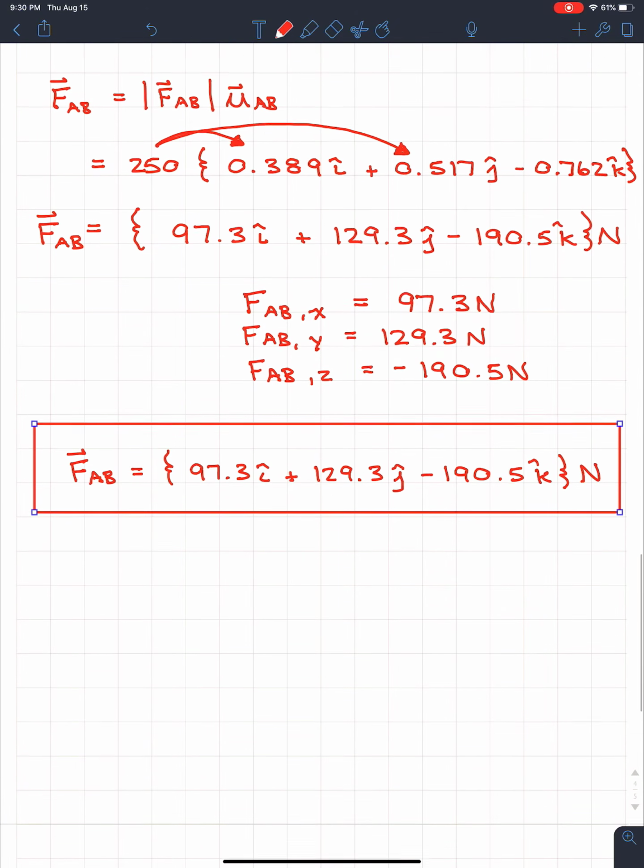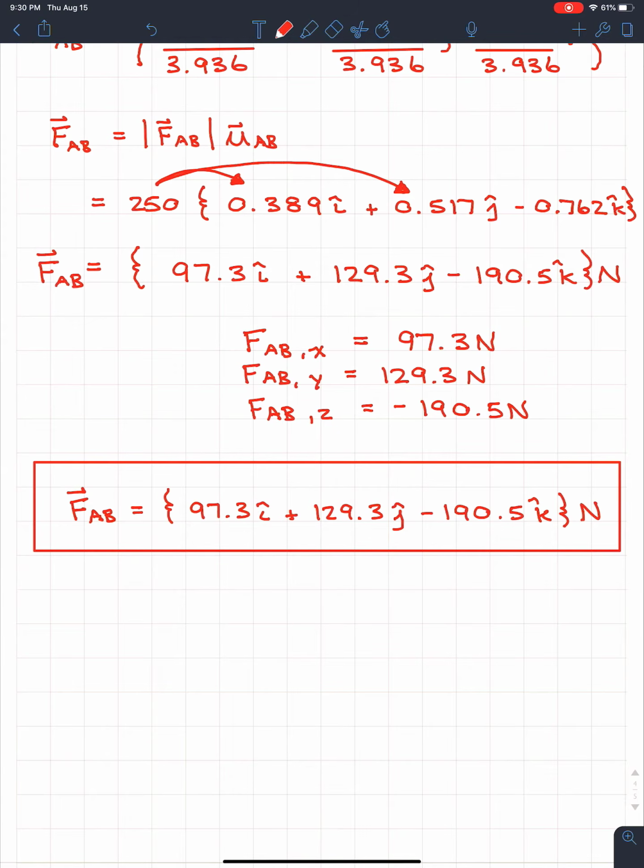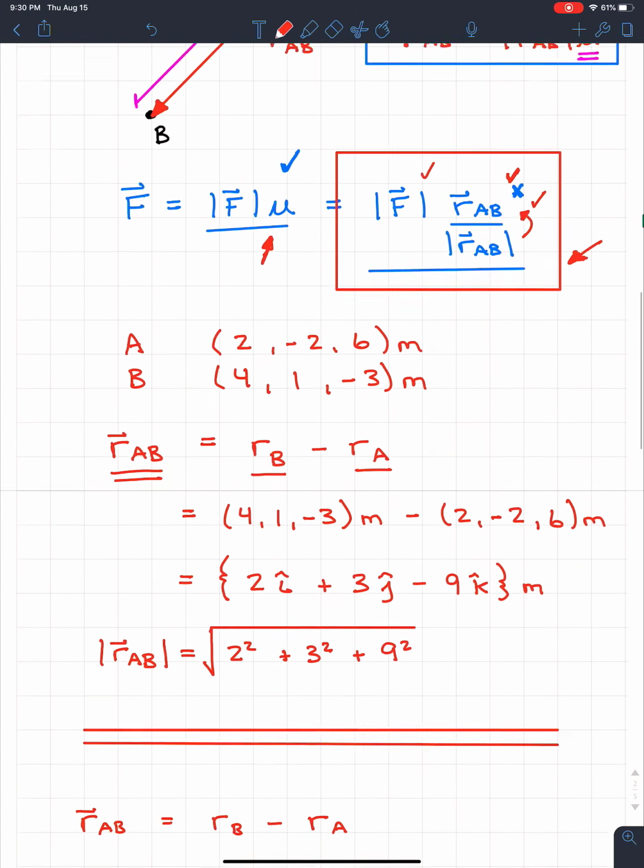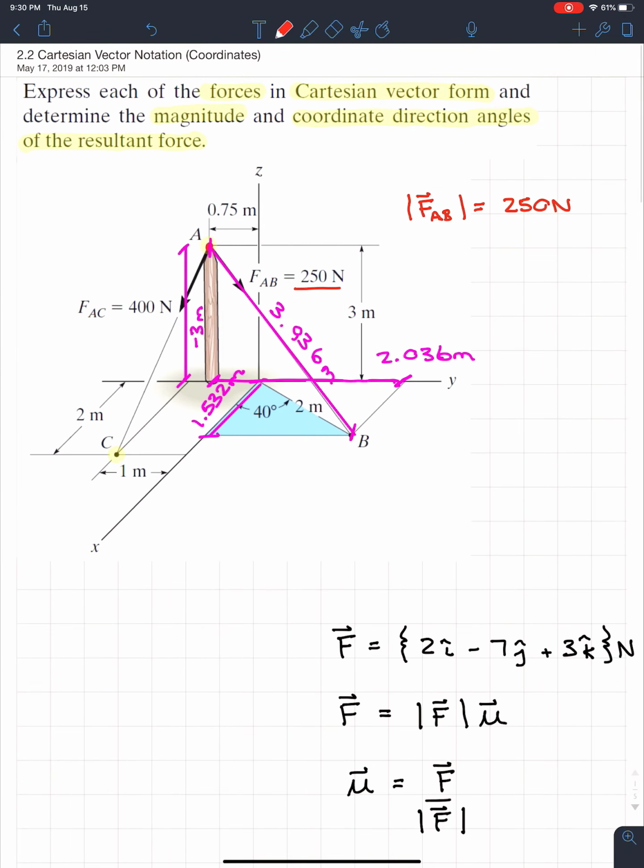Alrighty. So that's the first part. The second one involves the exact same stuff, but it's a little bit easier because it doesn't have this triangle at the bottom with the 40 degrees. So I'm just going to erase some stuff here. Give us a nice new sheet to work with.